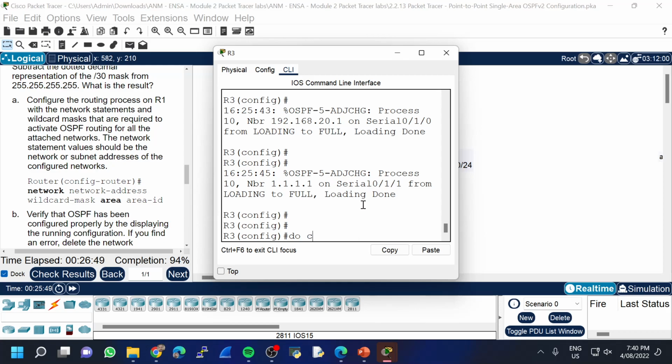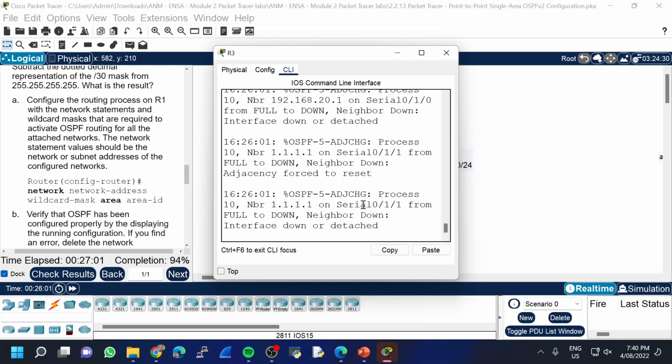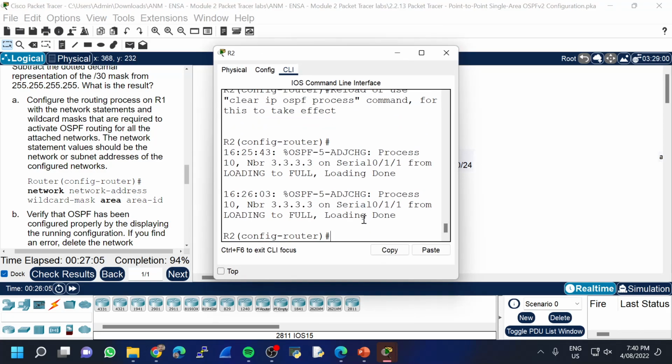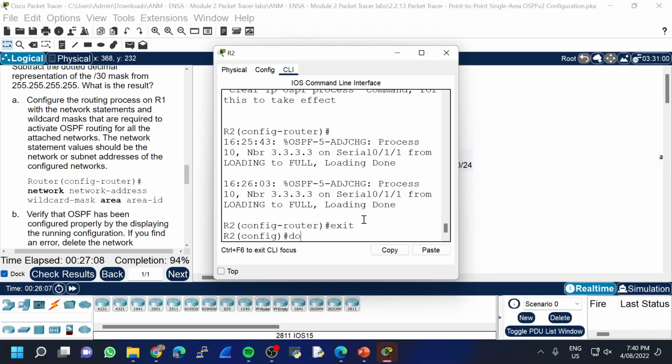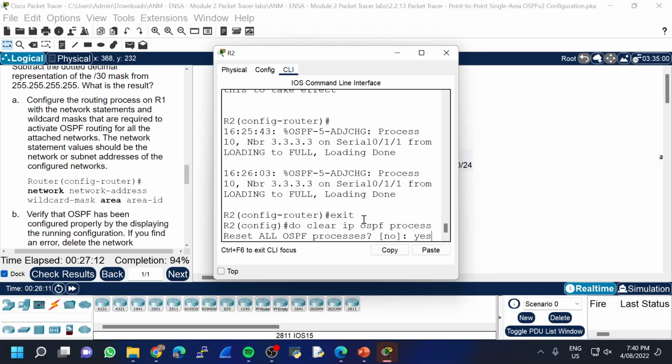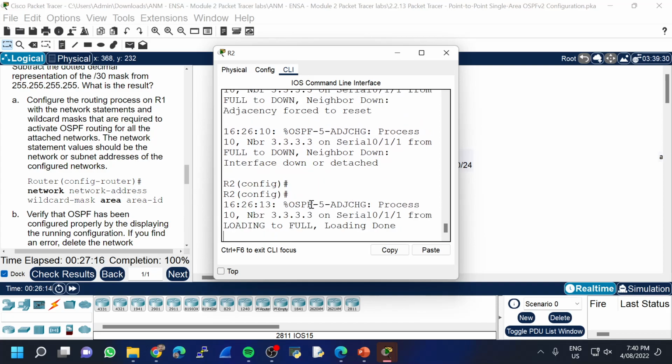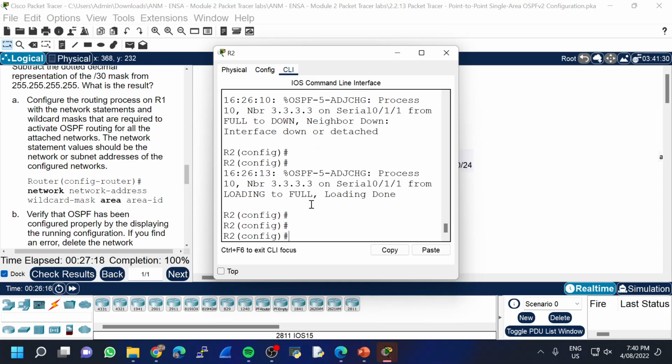By the way, the clear IP OSPF process is a privileged exec command, so you have to do this. I think you'd actually log in and then you say yes. Done. The other one. Oh, you do that after you change the router ID. Exactly. And that's all you have to do. Done. 27. Okay.